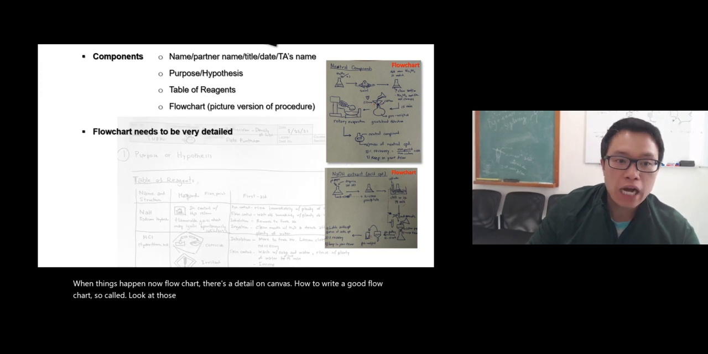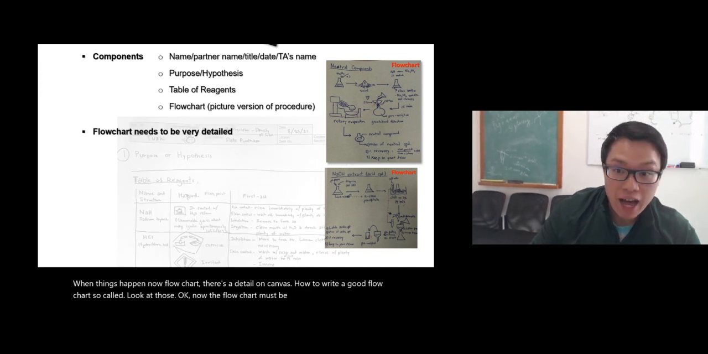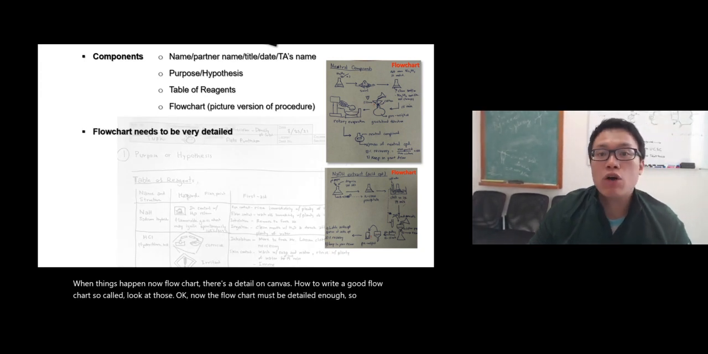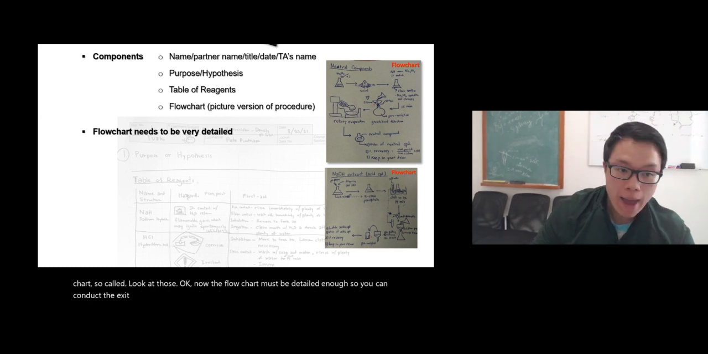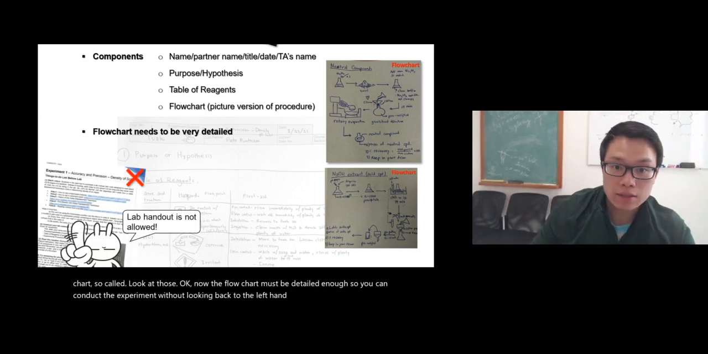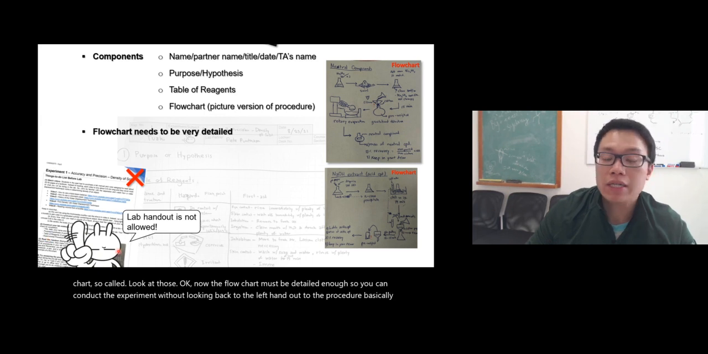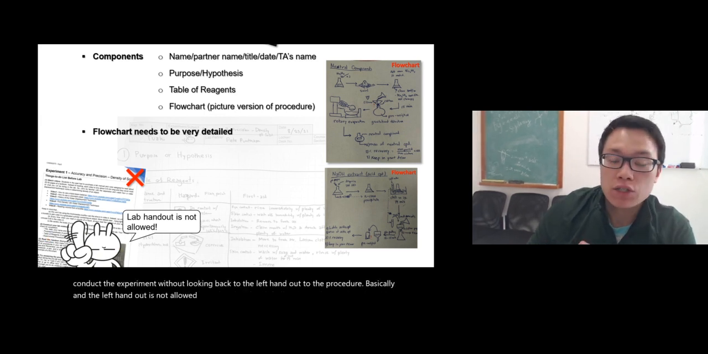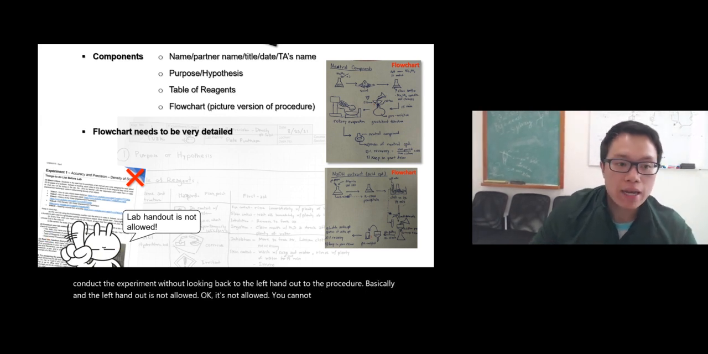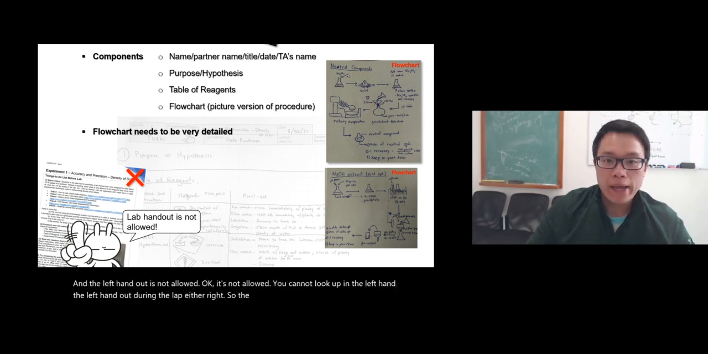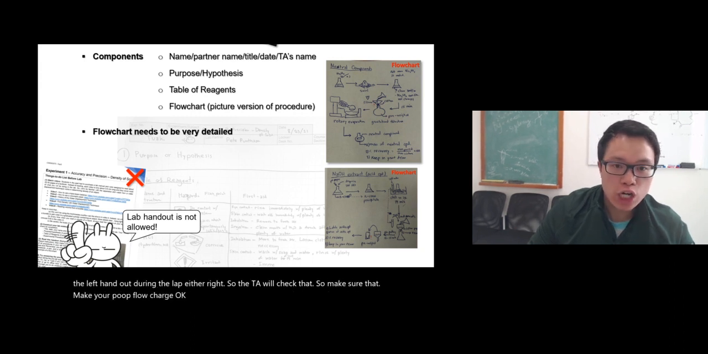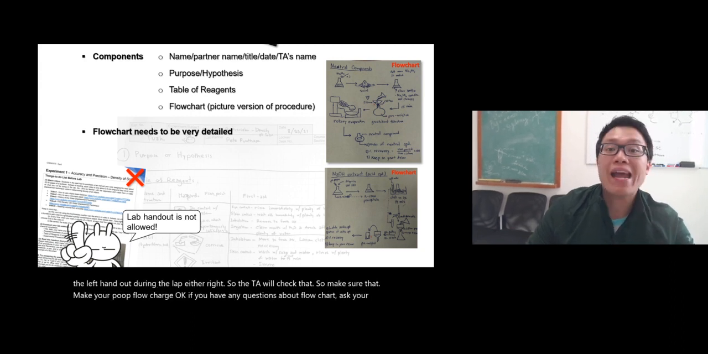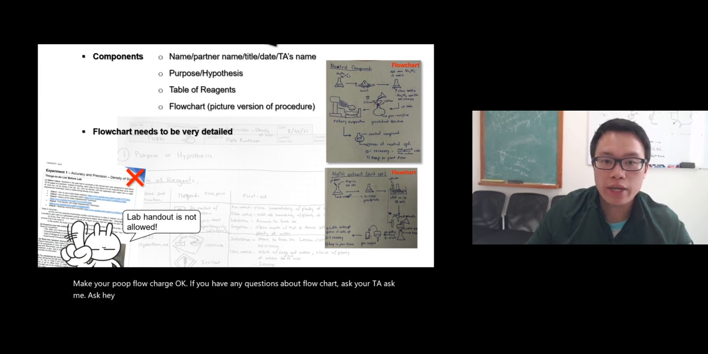Okay. Now the flow chart must be detailed enough so you can conduct the experiment without looking back to the lab handout, to the procedure basically. And the lab handout is not allowed. Okay. You cannot look at the lab handout during the lab either. All right, so the TA will check that. So make sure that you make a good flow chart. Okay. If you have any question about the flow chart, ask your TA, ask me, ask the head TA. We all can help you, any of us.